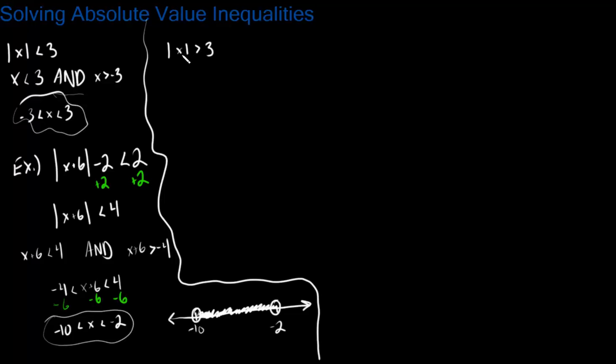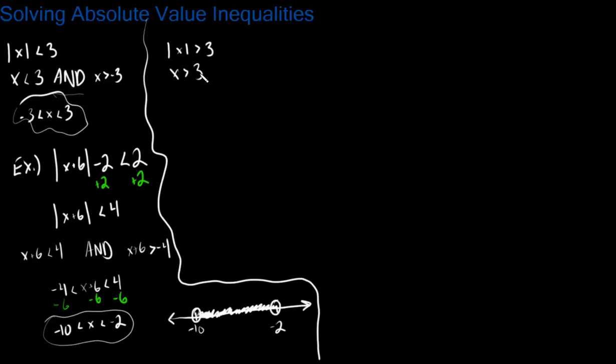It could be 4, right? The absolute value of 4 is 4. 4 is greater than 3. That's true. It could be 10. Absolute value of 10 is 10. 10 is greater than 3. It could be 15. It could be pi. So x can be greater than 3.